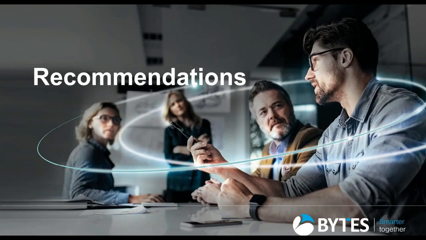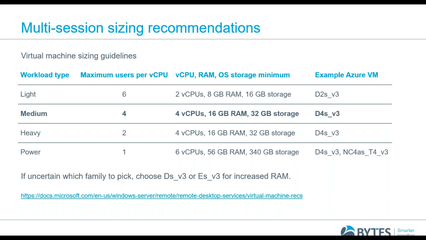So some recommendations. Session sizing, this is actually from Microsoft's documentation. If you're looking at the size of these virtual machines using the Azure pricing calculator, my recommendation, if you're not particularly certain about the requirements or the size of virtual machine that you need, is to look at the D and E series, the V3s or V4s, where the D series has half the amount of memory of the E series. And if you're using the calculator, especially consider the workload types of medium and heavy.